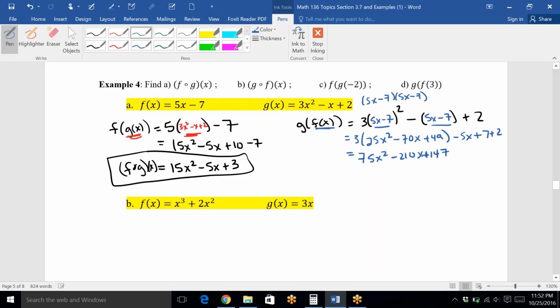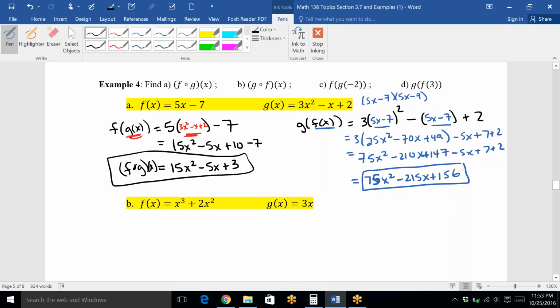Let me double check that real quick. Yes, and then bring down everything else. Combine like terms, so we have 75x squared minus 215x, and then this will be 154 plus 2 more, so 156. So this one was obviously harder to work out. When you're doing the C and the D, the better way to think of it is to just do it one piece at a time.